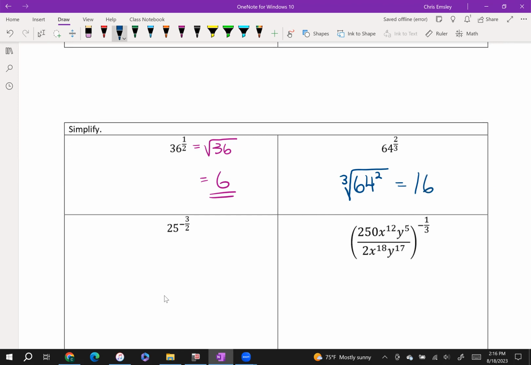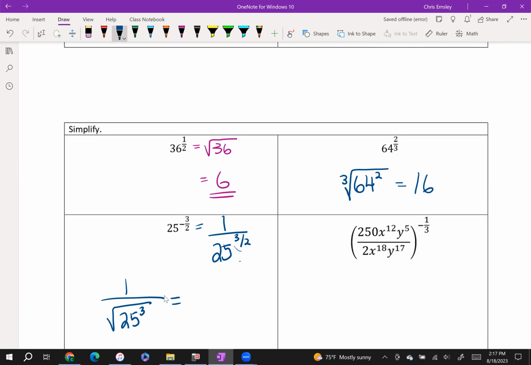Ooh, we got a negative exponent. What's that mean? You remember? Negative exponent means this is equivalent to 1 over 25 to the 3 halves. I moved it to the denominator and made it positive. Now we can deal with that fraction exponent, which would be the square root of 25 cubed. Top becomes the exponent, bottom becomes the index.